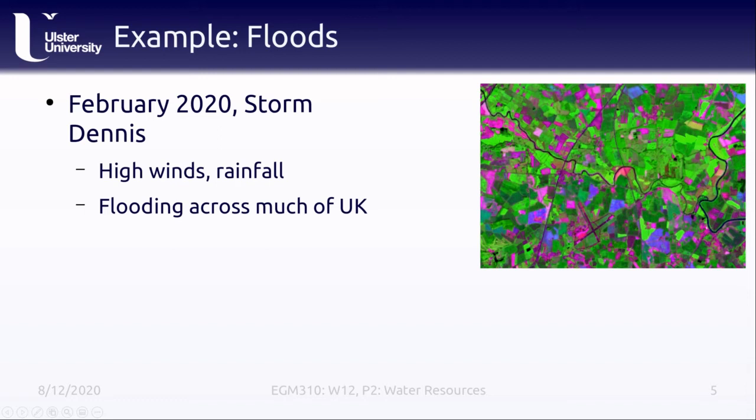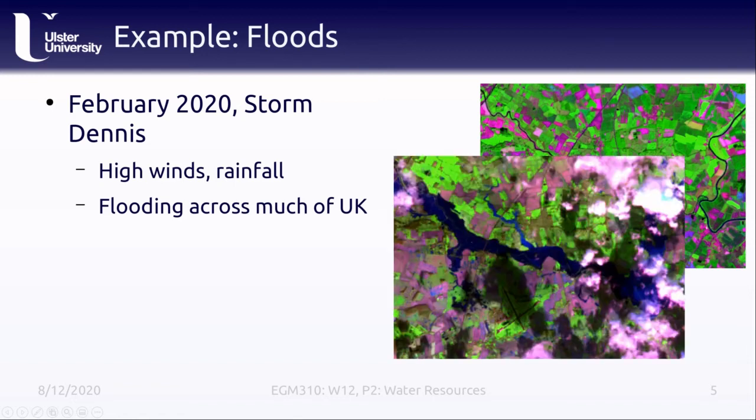This is a false color composite from summer 2020, and it gives you an idea of what the area looks like under normal conditions. This image is from February 2020, and it shows significant flooding along the River Wharfe and its tributaries. To give an idea of scale, the widest sections of flooding here are about 500 to 600 meters.